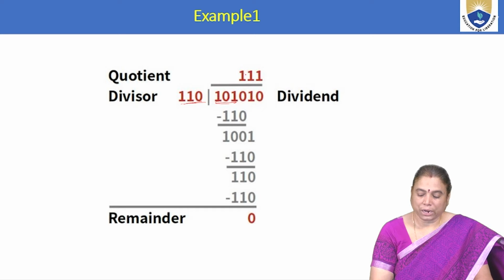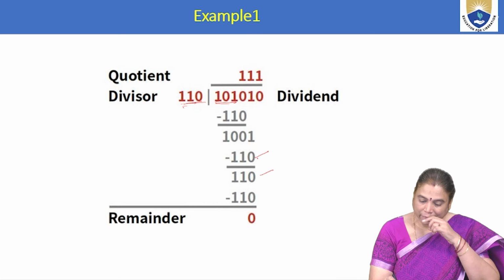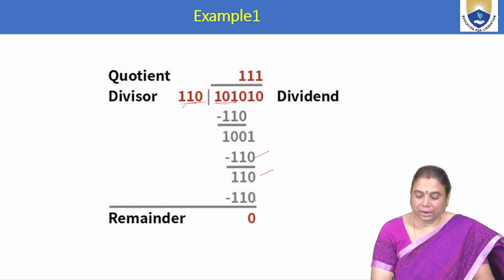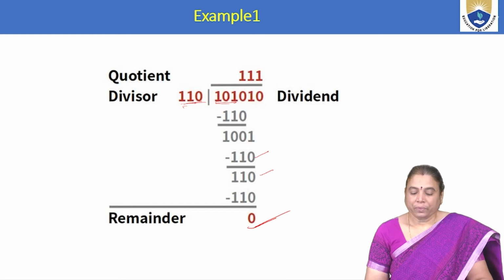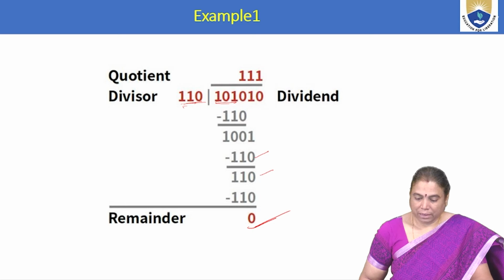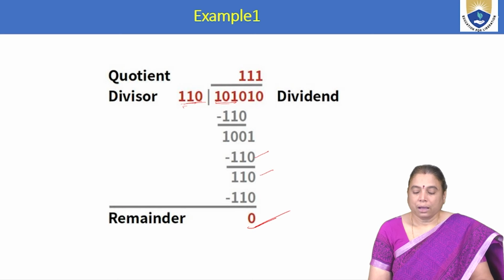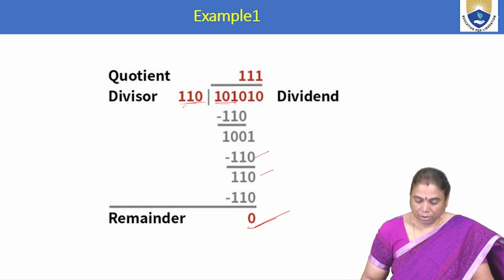A 1 can be copied in the quotient and the divisor value can be copied here and perform the subtraction. So here after subtraction you get 110, which is exactly equivalent to the divisor. A 1 can be written and here 110 again copied. The remainder is 0. So in this way the divisor and dividend values can be compared. If the dividend contains the greater value, a 1 can be written in the quotient. Otherwise, a 0 can be written in the quotient.